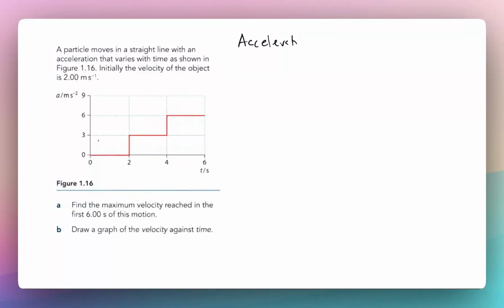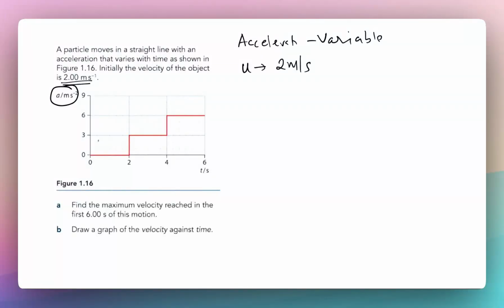Acceleration is variable, but it is in steps. From 0 to 2 seconds it is 0, from 2 to 4 seconds it is 3, and 4 to 6 seconds it is 6 meter per second square. Since the initial velocity of the object is 2 meter per second, our initial velocity is 2 meter per second, and we have been given the acceleration time graph.